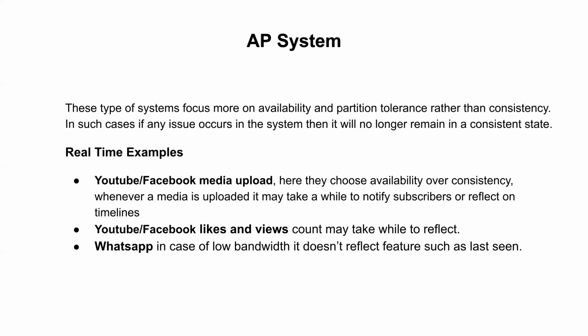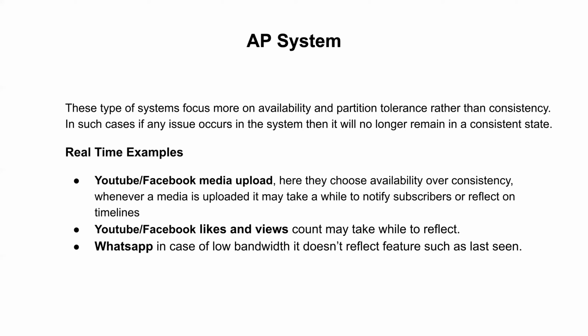AP systems. An AP system is more focused on availability and partition tolerance. It cannot be that consistent, but it could become consistent after a while, let's say after 5 minutes, or 10 minutes, or 10 seconds, depending on the functionalities we have. Real-time examples: YouTube and Facebook media uploads. Whenever we upload a video on Facebook or YouTube, it may take a while to notify the subscribers or even reflect on other users' timelines. So here, availability is more important than consistency. The same goes for YouTube and Facebook likes and views. It may take a while to reflect when there is a large number of views and likes on a video.